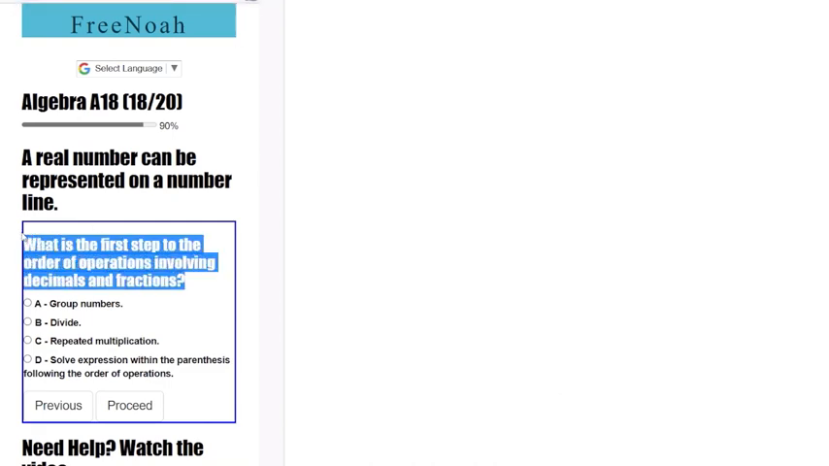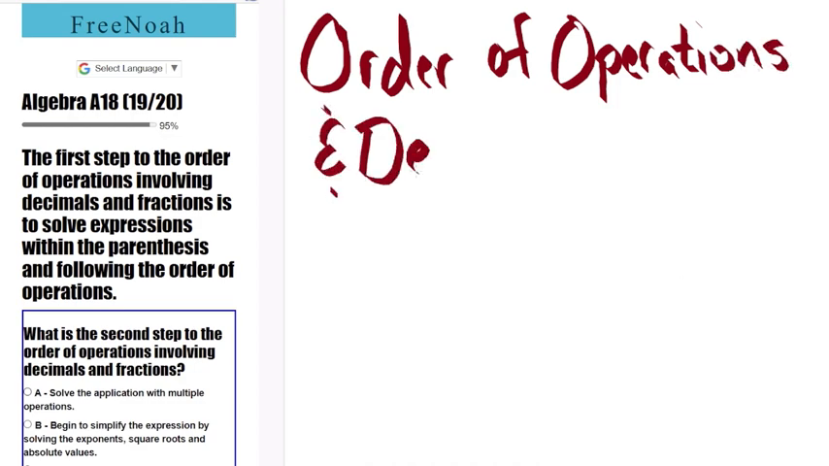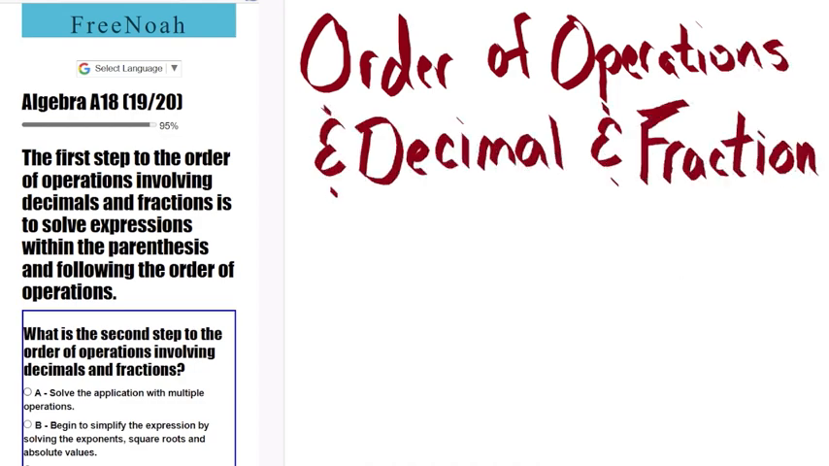Okay, moving on here. What is the first step to the order of operations involving decimals and fractions? So we're going to solve expressions within the parentheses and follow the order of operations. I'm going to give you all the steps, all 4 steps here. So order of operations, and that includes decimals and fractions.